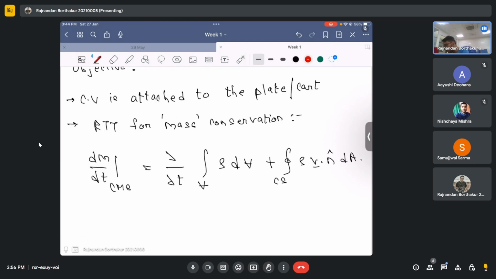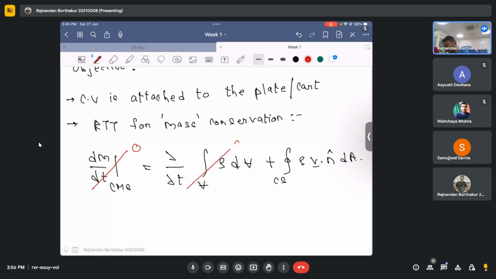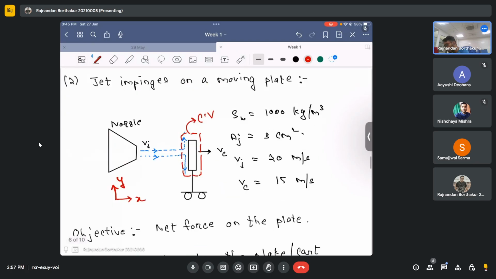As I said, this term will always go to 0 since mass cannot change inside the control volume. In this case, this term, that is the control volume integral of rho dV, would also boil down to 0. The reason is that the volume of this control volume will not be a function of time. In the earlier case, the water level was continuously rising, so the height would change with time, and this means that the water volume that we considered would change with time since the height was rising.